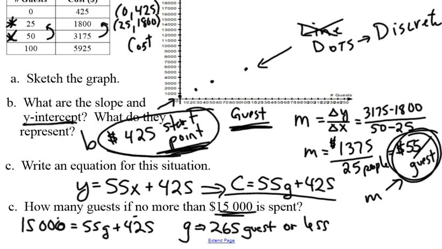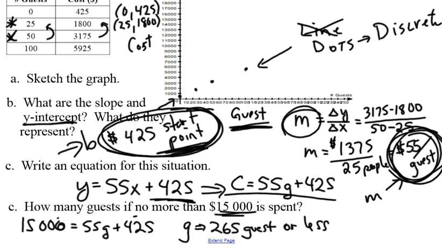But in real world problems, the starting point is your B, which goes into your equation. Slope is rate of change, which is your M value in your equation. Everything's tied together.